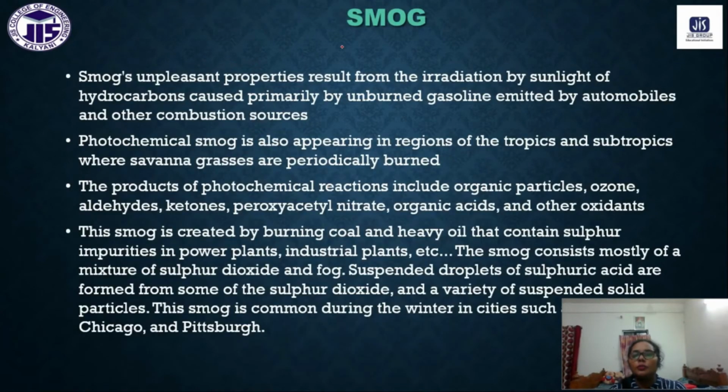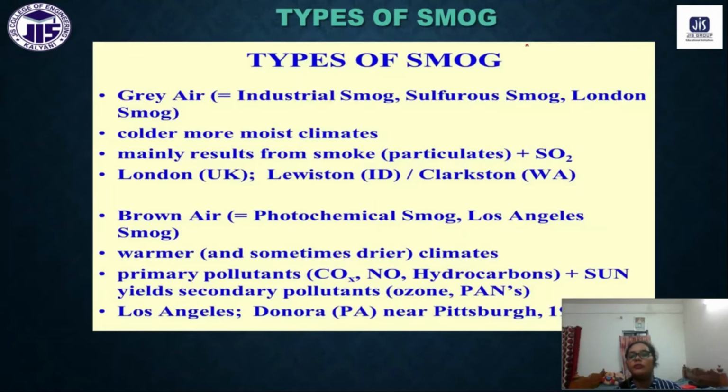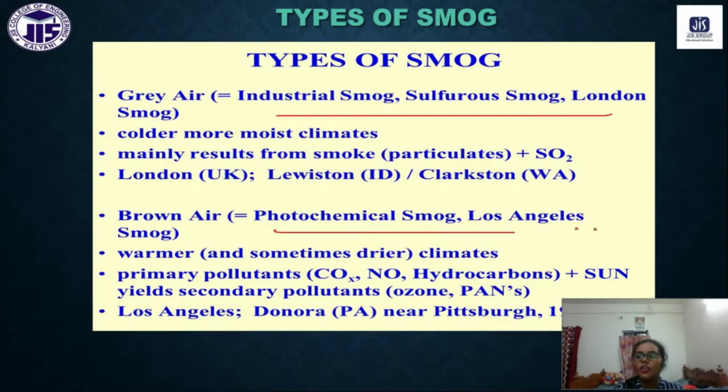Okay, so smog. What is smog? Actually, smoke and fog, when attached with each other at a time, are called smog. There are two types of smog. Generally, we have one, industrial sulfurous or London smog, and another one, photochemical smog or Los Angeles smog.